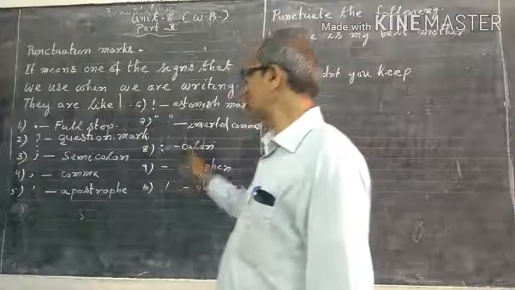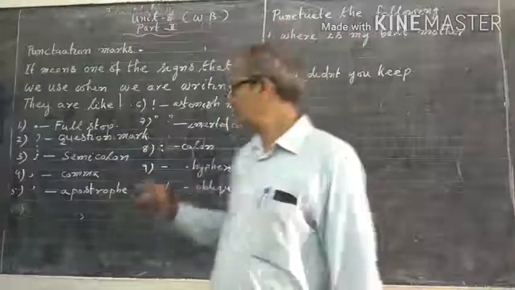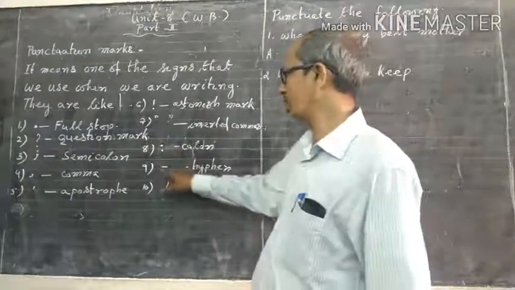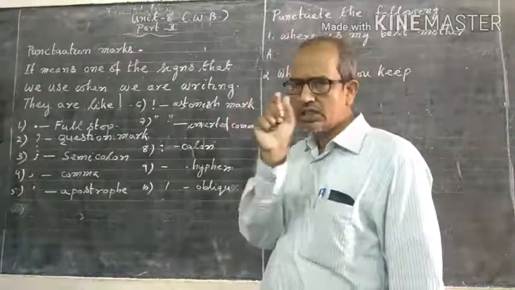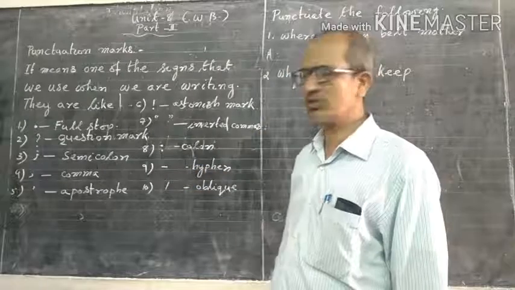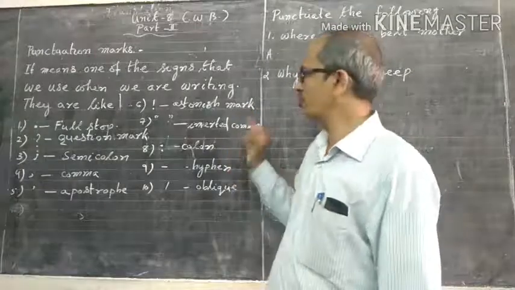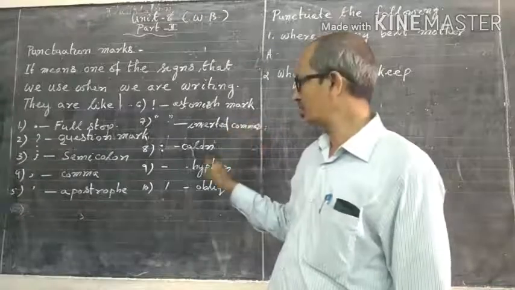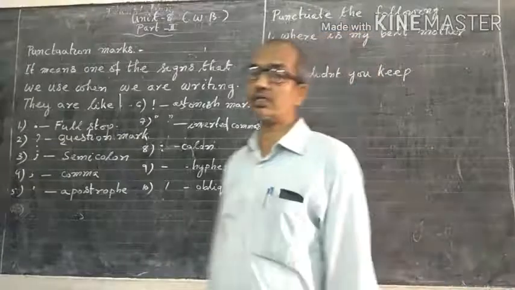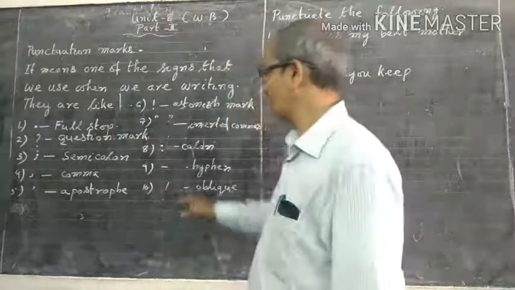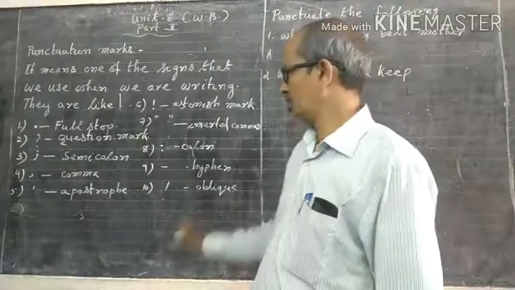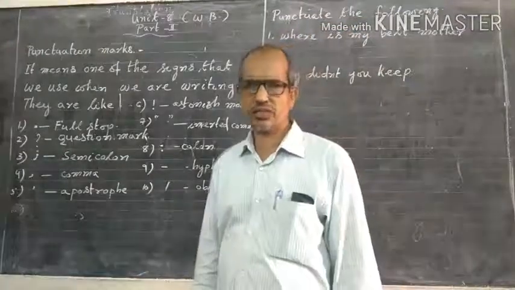Then number 8 is colon. When we fill up the forms, we find this symbol in every step. Okay. Then 9 is hyphen. We give a small dash, that is called hyphen. It is used in blackboard. In the past, blackboard was two words, so black, then we use hyphen and then board. So we use hyphen, just like in co-operative bank. Co, then hyphen. Then this is called slash or oblique. We use these 10 symbols in our punctuation.